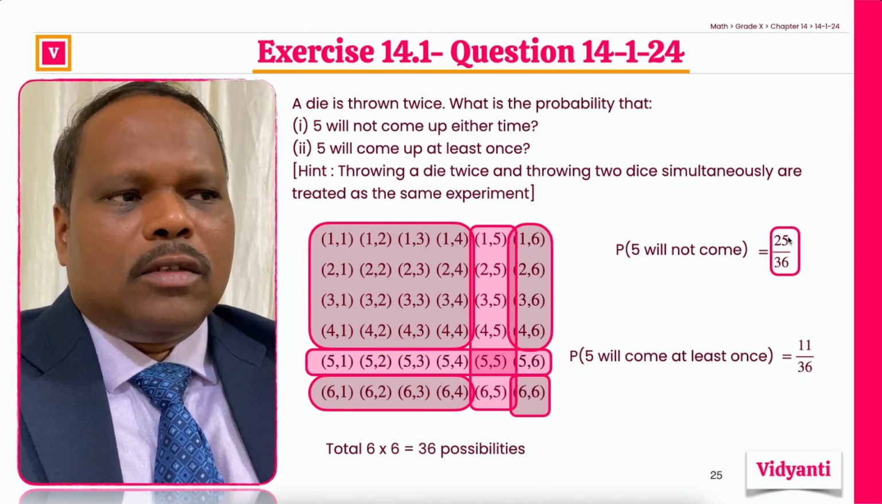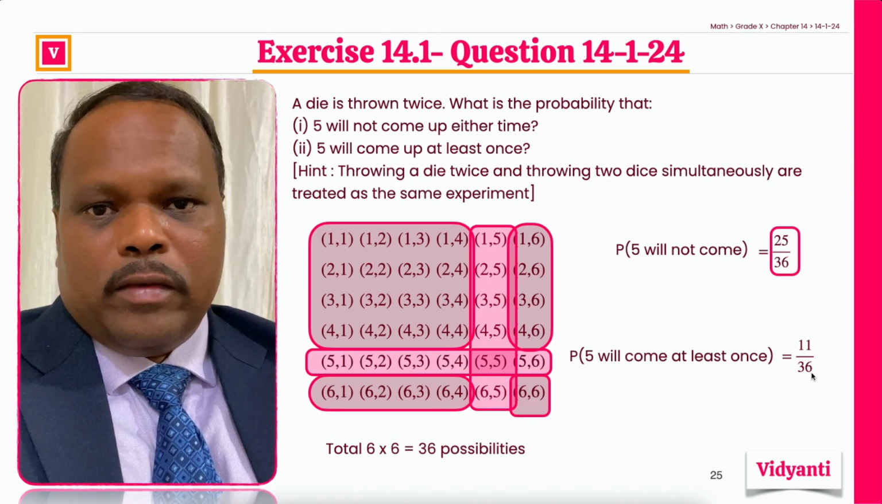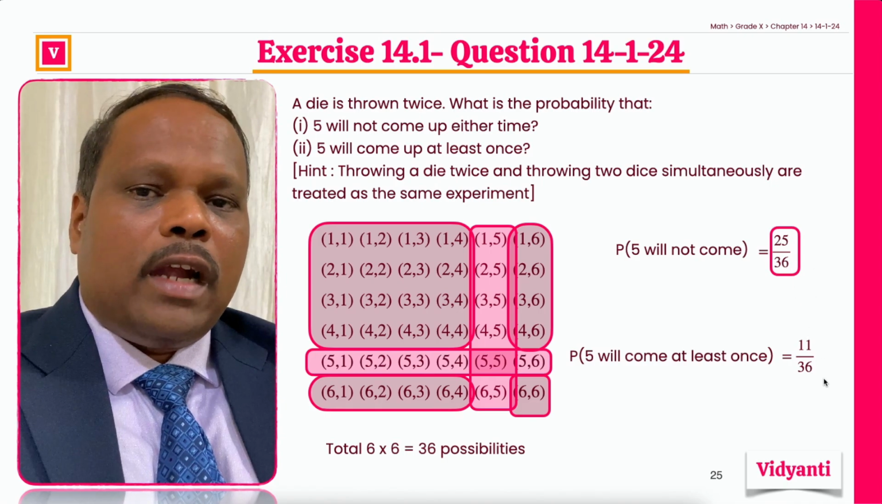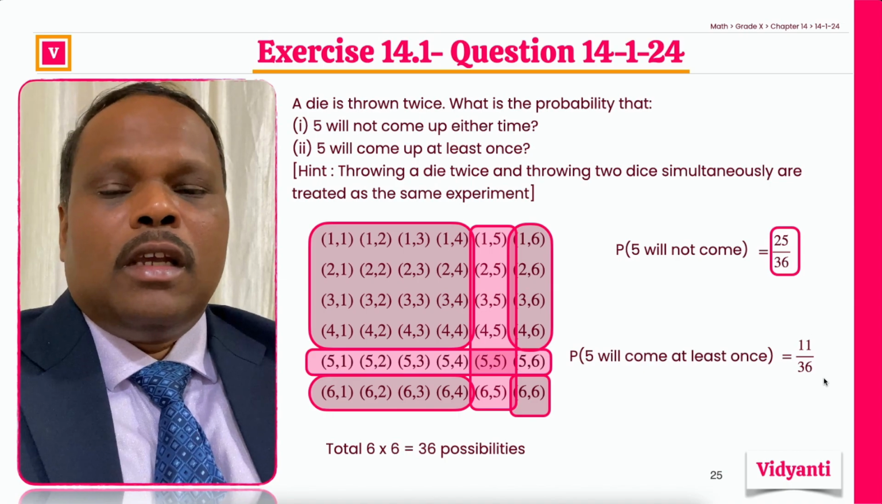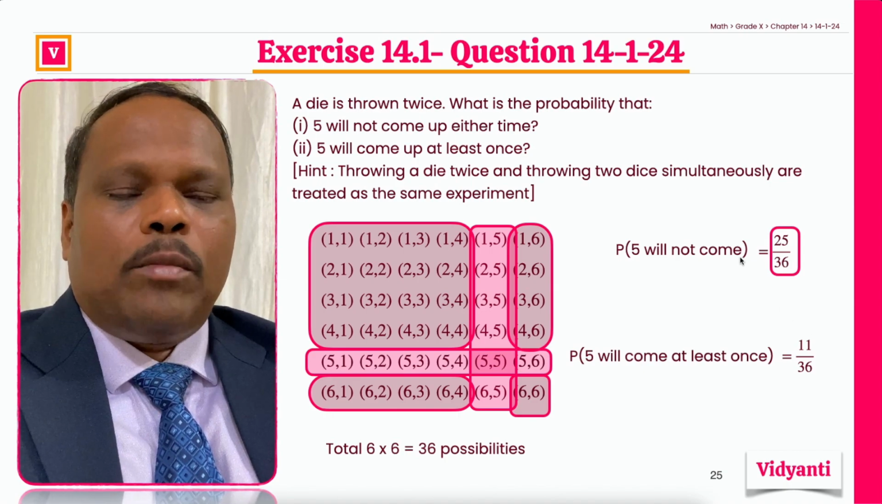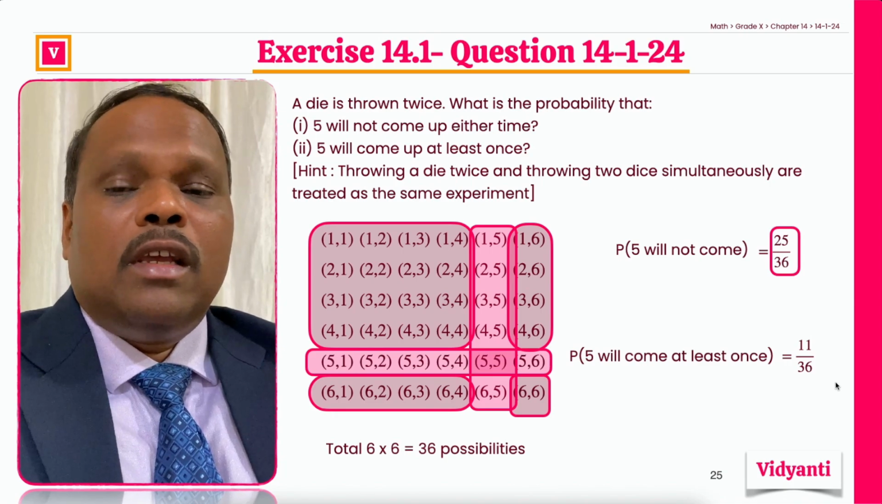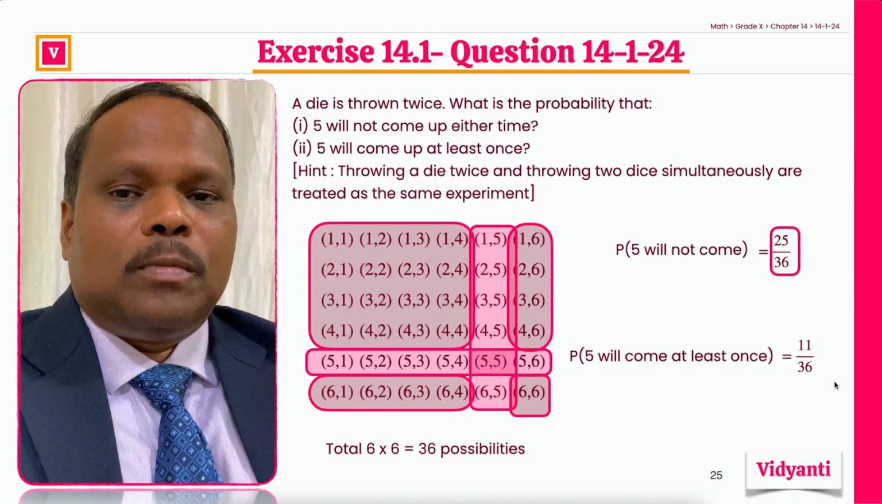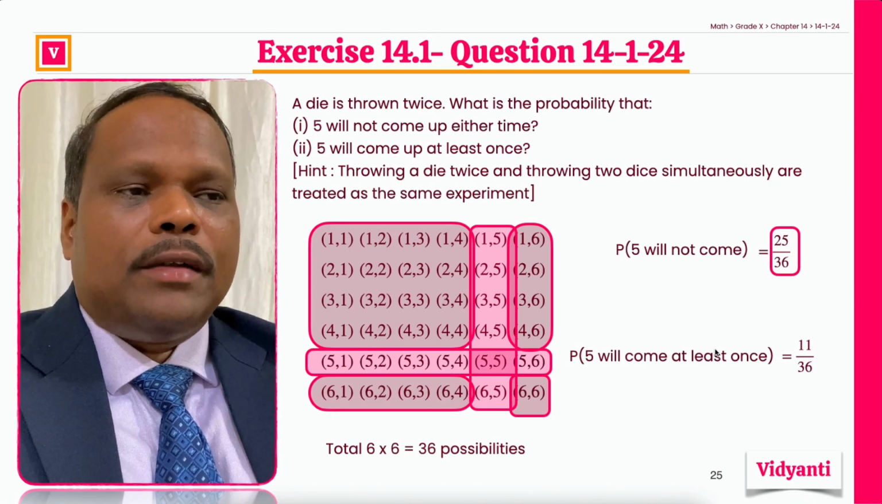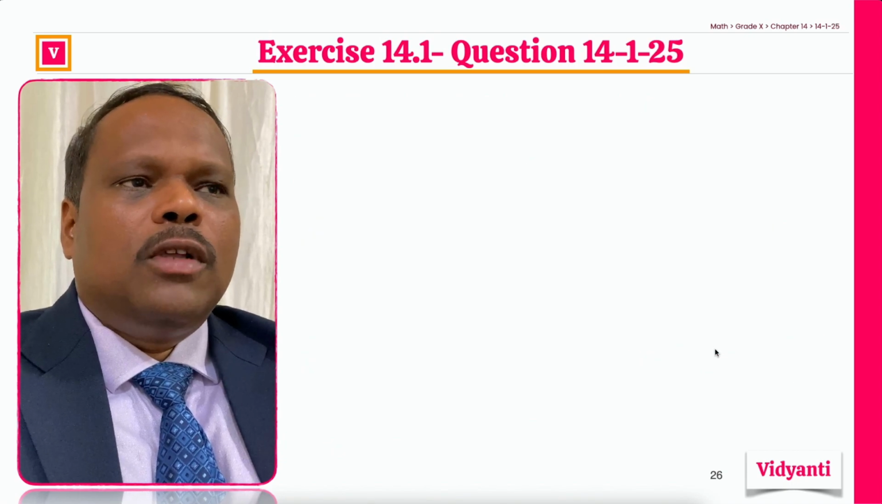Note that this 25 by 36 and 11 by 36 collectively add to 36 by 36. That's equal to 1. So happening and not happening collectively equal to 1. That is what we have seen at the beginning of the lecture. So that is still valid. Let's go to the next question.